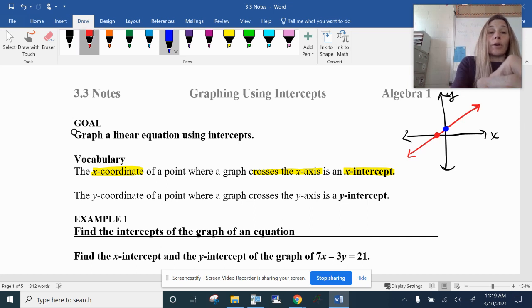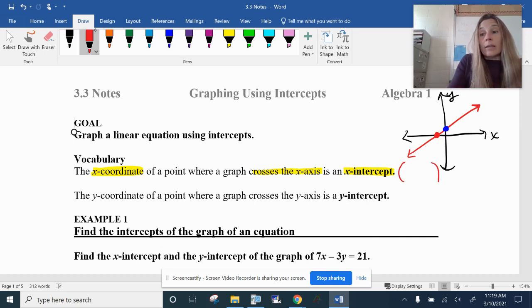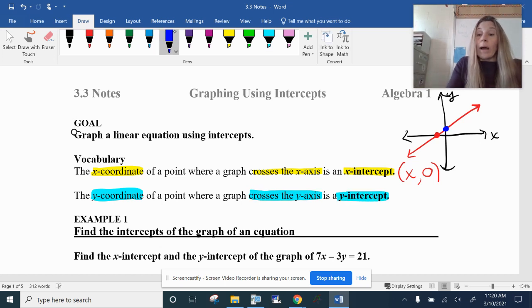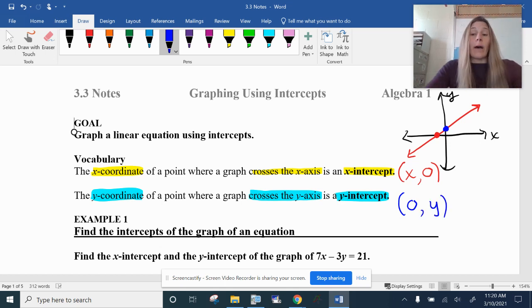Now, the x-coordinate, because it's always going to be on the x-axis, would have some numerical value for x, and the y value would always be 0. On the other hand, the y-coordinate of a point where the graph crosses the y-axis, or our y-intercept, will always have a 0 value for x and then some numerical value for y.